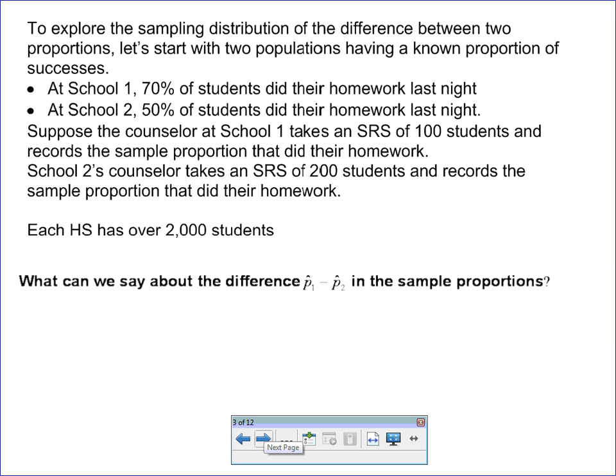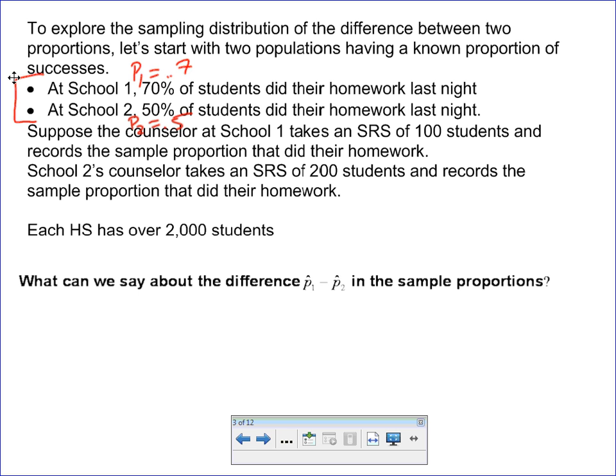So, to explore this, we're going to sample between two different schools. Each school has over 2,000 students. At school 1, 70% of the students did their homework last night. At school 2, 50% did their homework last night. All right, we're in God mode. We know that. So p1 equals 0.7, p2 equals 0.5. That is the true proportion.